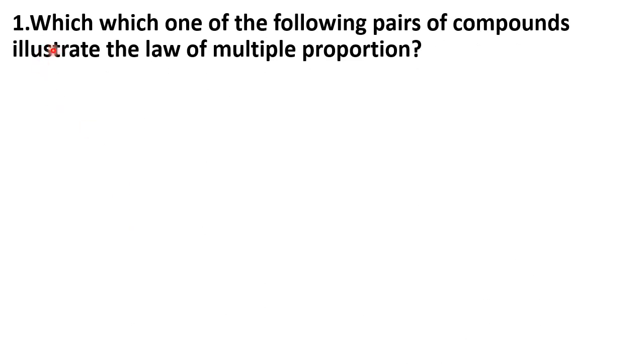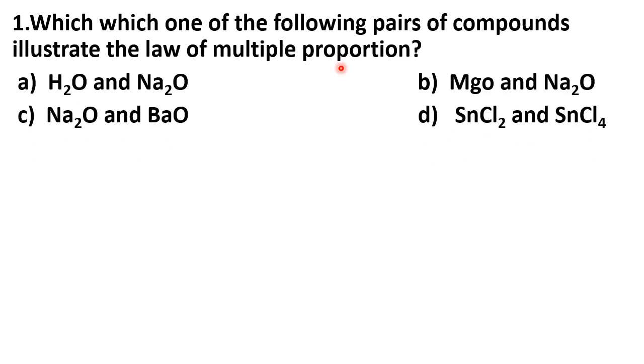Question number 1. Which of the following pairs of compounds illustrates the law of multiple proportion? Option A, H2O and Na2O. Option B, MgO and Na2O. Option C, Na2O and BaO. Option D, SnCl2 and SnCl4.